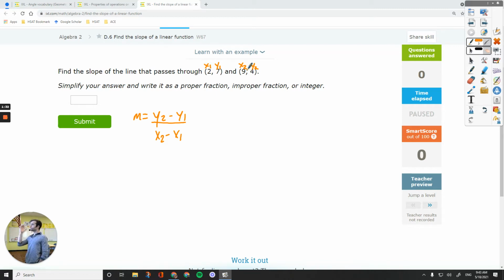So right here, all you have to do is plug in the labeled numbers. So y2 minus y1 is 4 minus 7, which equals -3. And then x2 minus x1 is 9 minus 2, which is 7. And then the top was -3. So there's nothing to simplify about this, so that would be our final answer. -3 over 7 is the slope of these given 2 points. -3 over 7.